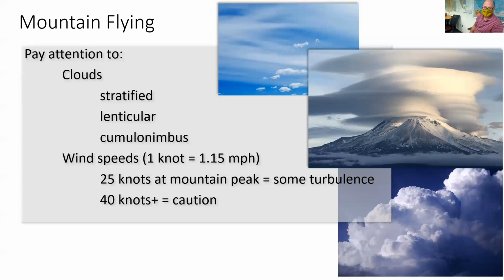Good. You also want to pay attention to wind speeds. A knot is roughly 1 mile an hour, a little bit more. So 25 knots at a mountain peak is where you would see these lenticular clouds. Anything 25 knots and more, you should expect to see turbulence and rising air. And at 40 knots and above, you should take extreme caution. As far as the drone pilot goes, that's sort of at the limit of most drones to be able to stay stable there, so yeah, you'd want to avoid those areas.